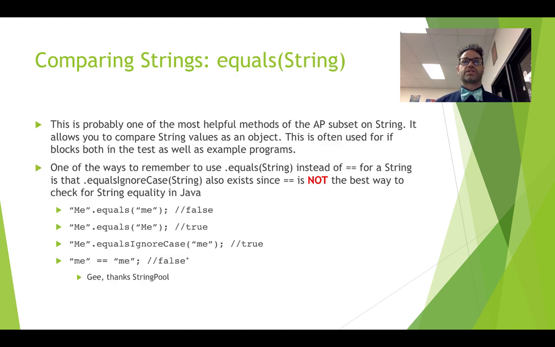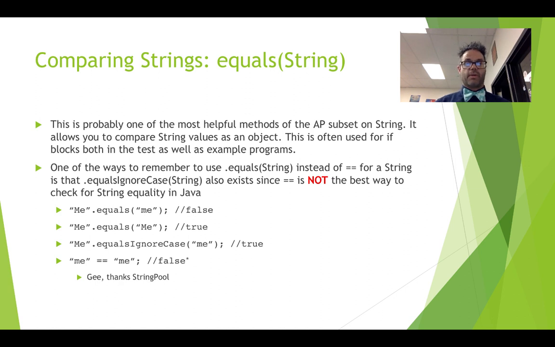We also have the method for comparing strings, the equals method. This is where we want to remember that when we're working with objects, the things that start with capital letters in Java, we never, ever want to use the == operator. We use the equals method to compare objects, because that's how we measure if the objects are the same. This is one of the ones you'll use most often. It's going to be very helpful in the AP subset. You definitely want to remember this.